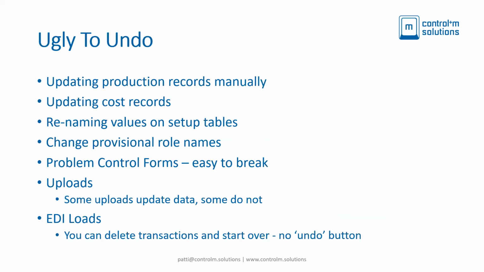Some things that are ugly to do. Updating productions manually is painful because the close of one record is dependent on the start of the next one, so you have to be careful about how you change those. Updating cost records is also very painful. You need to remember that a produced item could have hundreds of cost records associated with it.